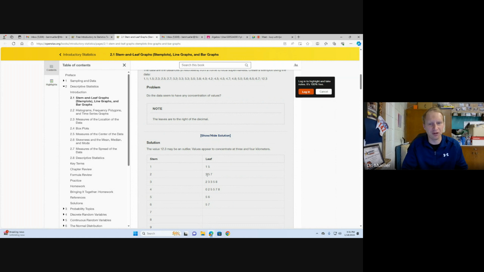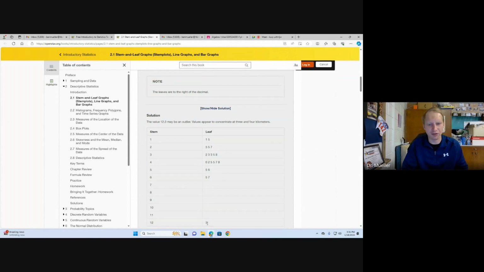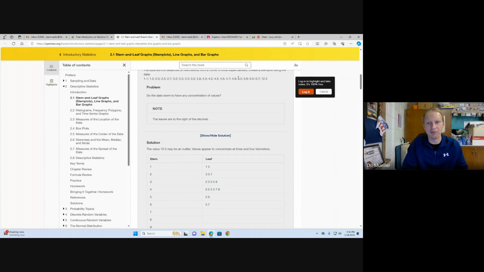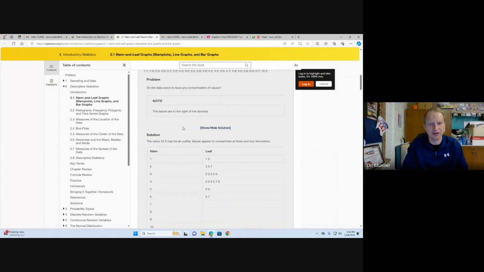2.5 would have a stem of 2, a leaf of 5. 2.7 would have a stem of 2, a leaf of 7, and so forth. When you get to 12.3, your stem is 12, your leaf is 3. Note that we don't have any numbers in the 7s, 8s, 9s, 10s, or 11s, so they're all just blank there, no numbers. So you can do a stem and leaf plot if you have decimals like that.